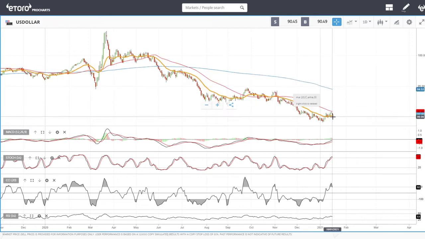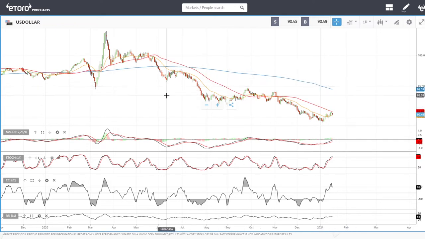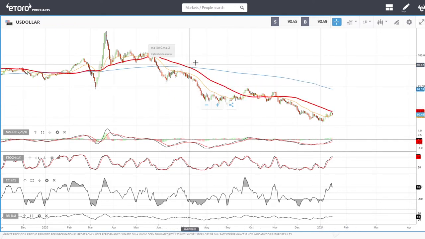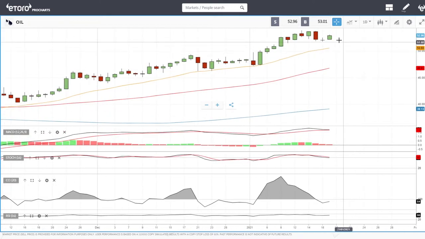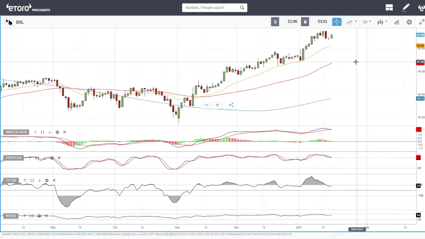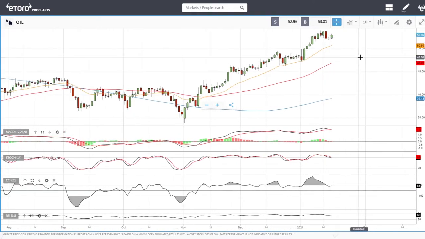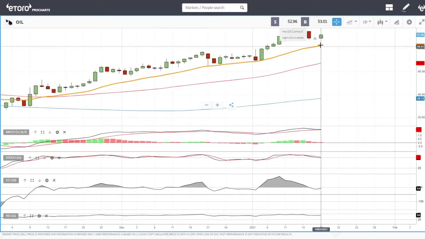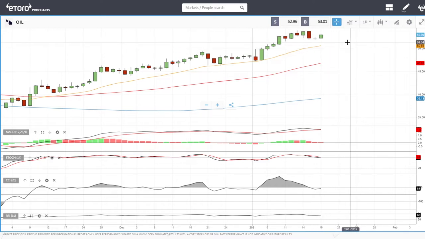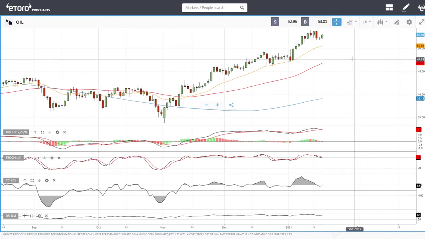If we break the 20 exponential, then we are going to see a major move in most commodities and precious metals. So let's look at oil. As you can see, we have rallied quite a bit here in oil today. We're up roughly 2%. I thought that oil was going to drop even further, but of course the US dollar started depreciating, and that is very bullish for this market.